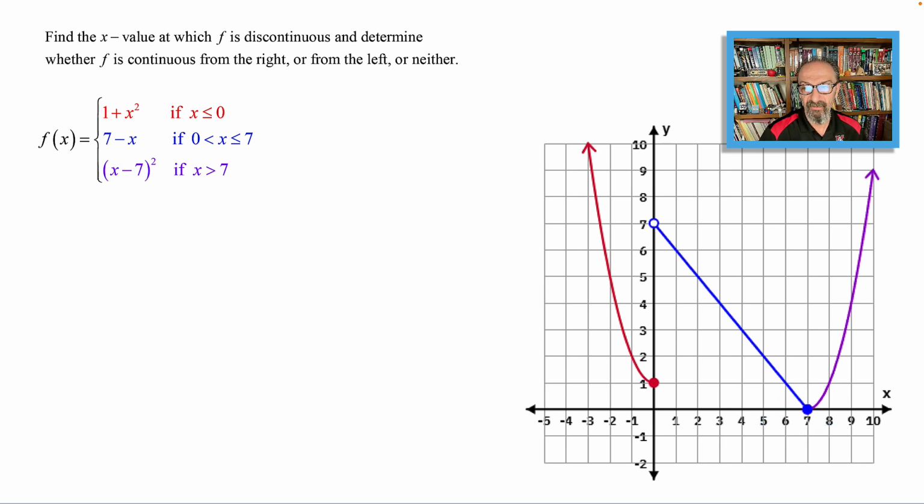The limit from the left of 7 is 0. The limit from the right of 7 is 0, and f of 7 is 0. So it's continuous at x equals 7. However, at x equals 0, it's continuous only from the left, because as x approaches 0 from the left, it's 1, and f of 0 is 1. However, when you approach it from the right, it's not 1, it's 7. And that is the discontinuity and continuity from right and left at endpoints, as you could see. And that should do it.